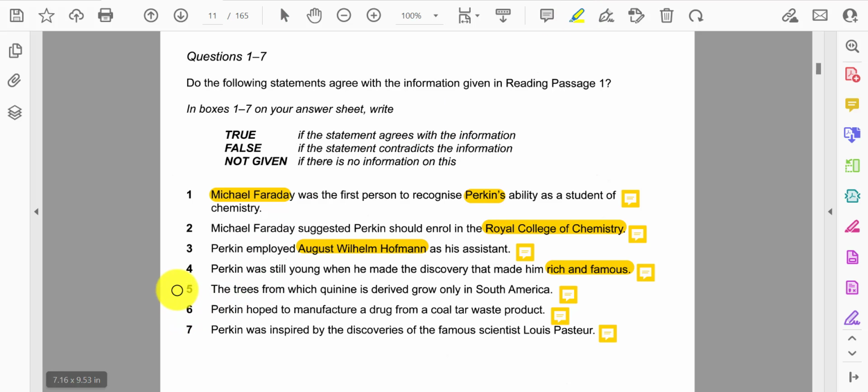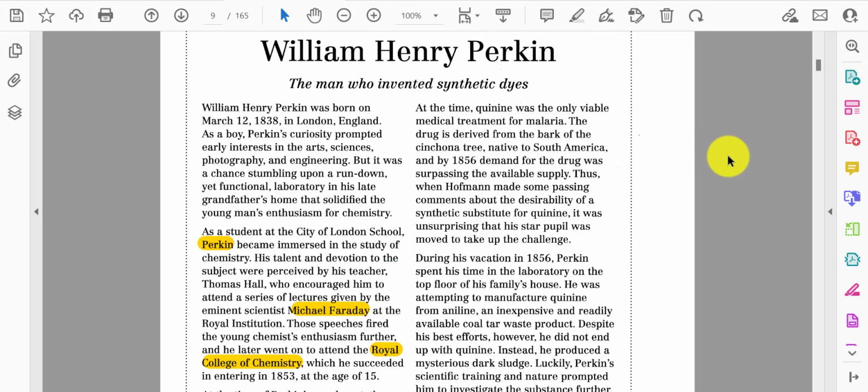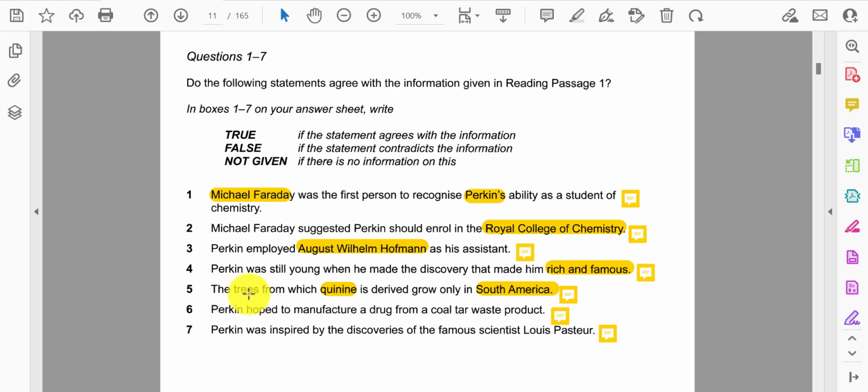Question number 5. The trees from which quinine is derived grow only in South America. Underline quinine and South America. Go to the passage and scan for these words. Spotting them is not that difficult thanks to the order of the questions. Go back to the question and read it carefully. The trees from which quinine is derived grow only in South America.